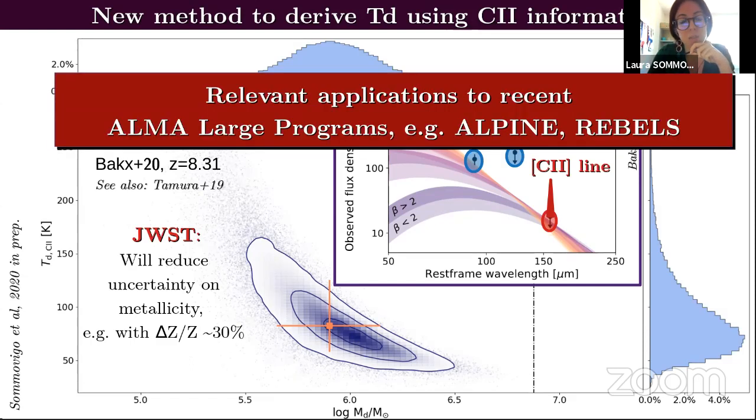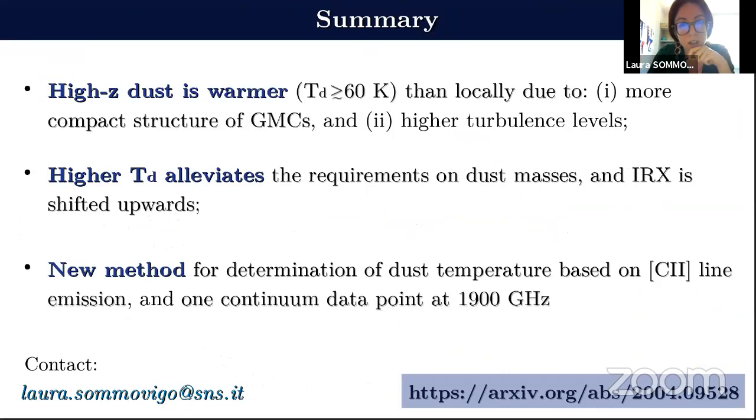This method has some relevant applications in the context of recent ALMA large programs such as ALPINE and REBELS, which both target [CII] emitters at high redshift. I leave you to my summary and thank you for your attention.